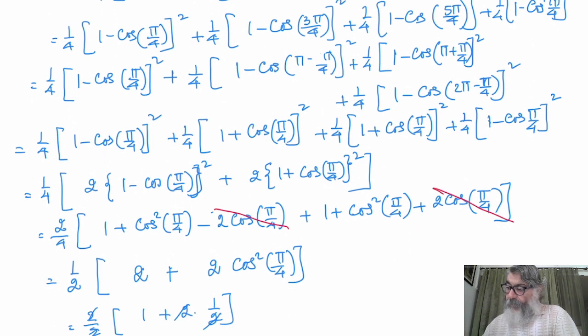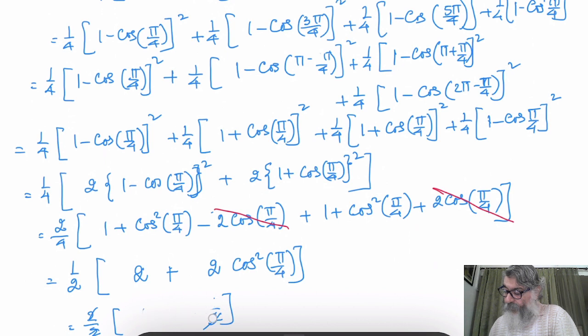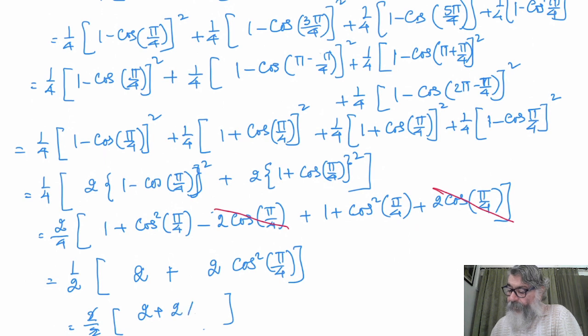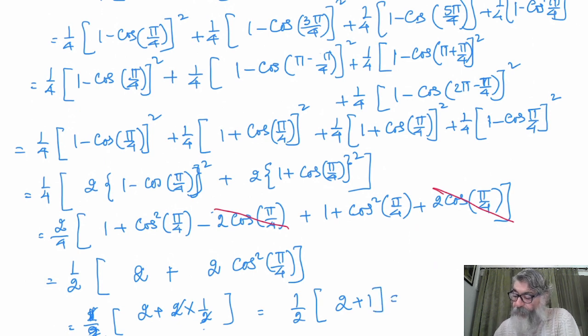Alright. We have done here. This 2 plus 2 cos 45 is 1 upon root 2. So it will become 1 upon 2, and 2 plus 1, so 3 upon 2. It becomes 3 upon 2.